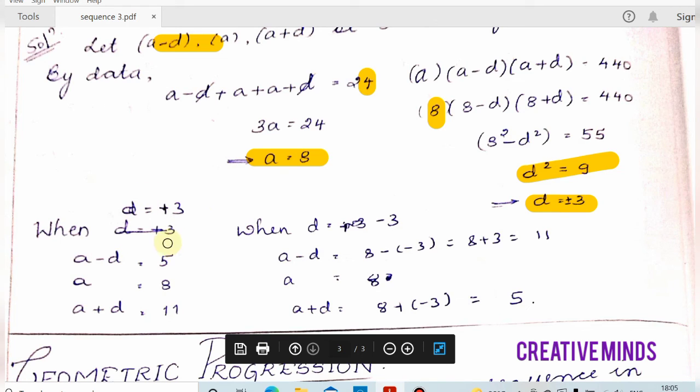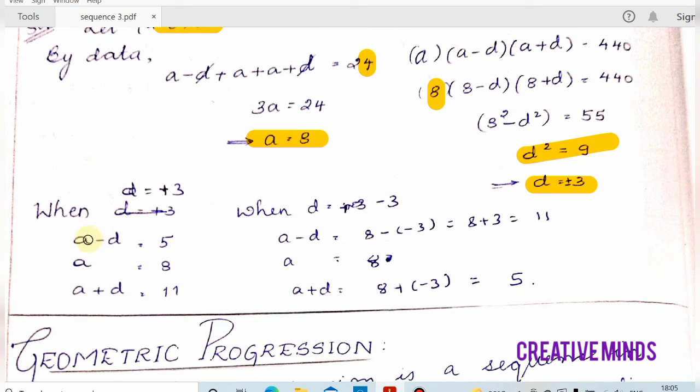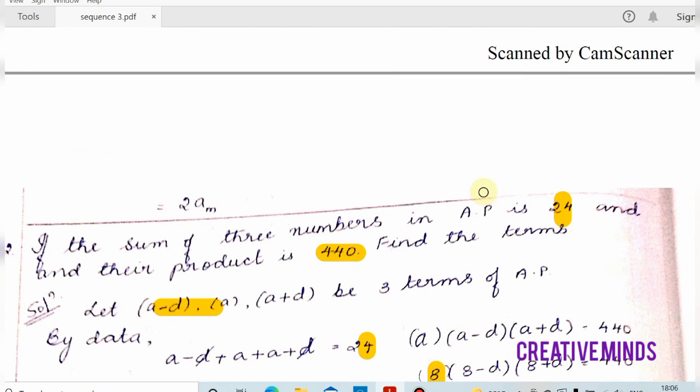When D is equal to plus 3, we have to find A minus D, A plus D, right? So D is equal to plus 3, we get A minus D. A is 8, 8 minus 3 is 5. A is 8, A plus D is 11. So when D is equal to minus 3, A minus D is equal to 8 minus (minus 3), that is equal to 8 plus 3, that is equal to 11. A is 8 only. Next, A plus D is equal to 8 plus (minus 3), that is equal to 5. So the numbers are 5, 8 and 11. The three numbers are 5, 8 and 11.